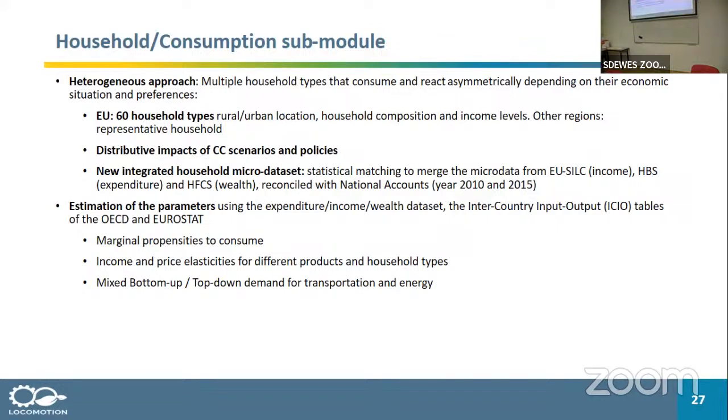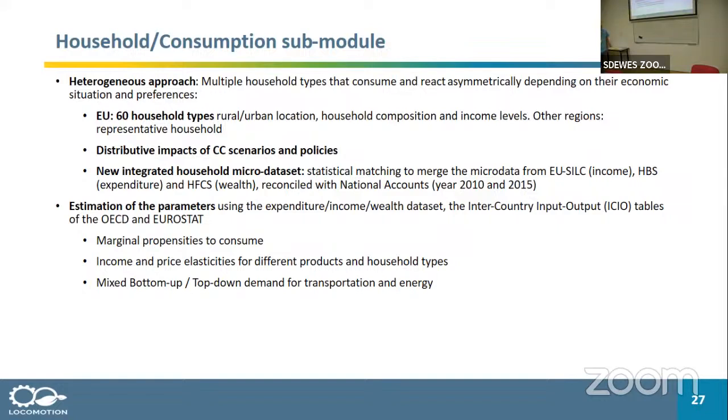Okay, let's continue. Well, as I already mentioned at the beginning of the presentation, this household consumption model is a key part of the economic model. In this case, and different other integrated assessment models, we have developed a heterogeneous approach. That means that instead of having a representative agent for most of the regions, we have multiple households that consume and react differently depending on their economic situation and preferences.